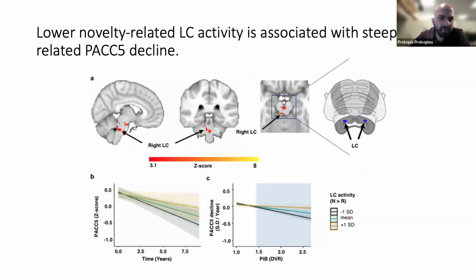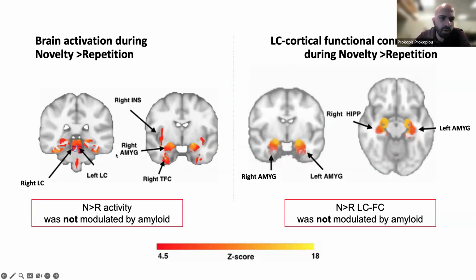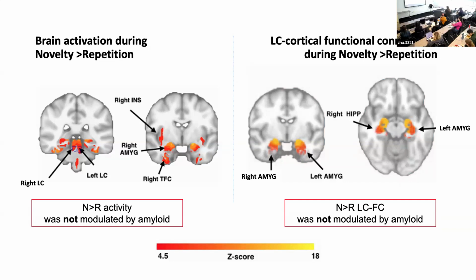So let me go back to these maps. This was a whole voxel-wise analysis. It wasn't just in the LC. It's just that the LC is the one that comes out as being really important. One of the regions, but because we're really focused on showing the effect of LC dysfunction in early AD processes, we extracted the contrast values from the LC and we focused on those in this particular study.